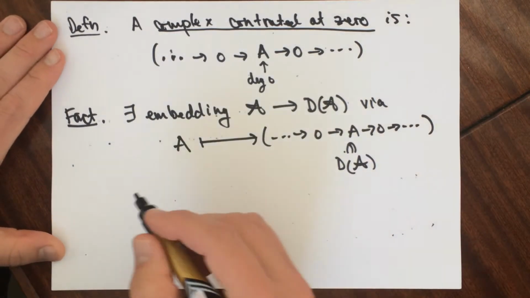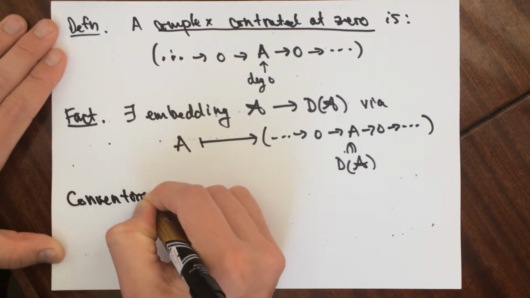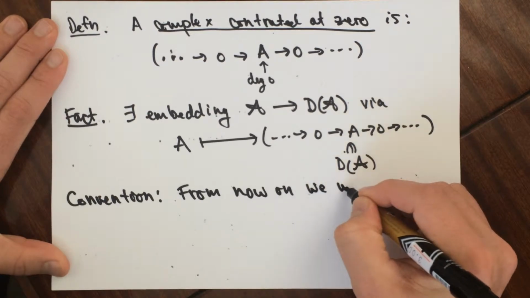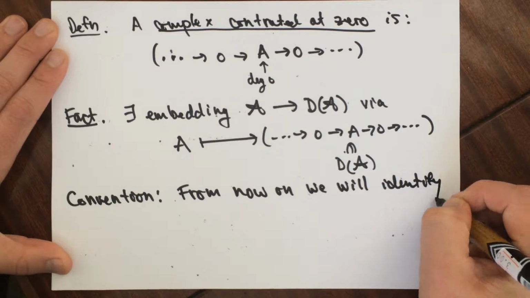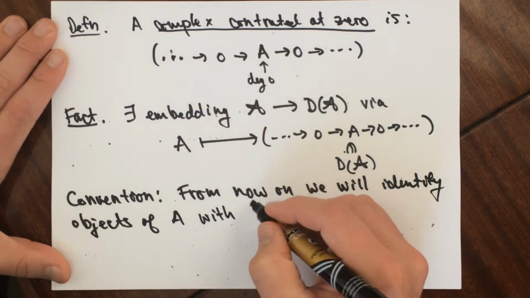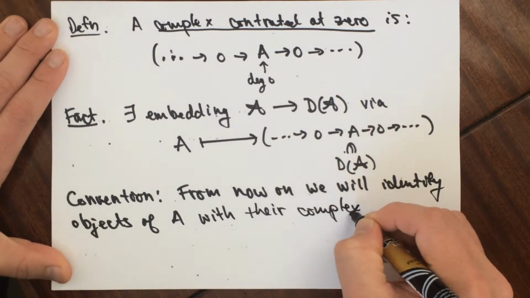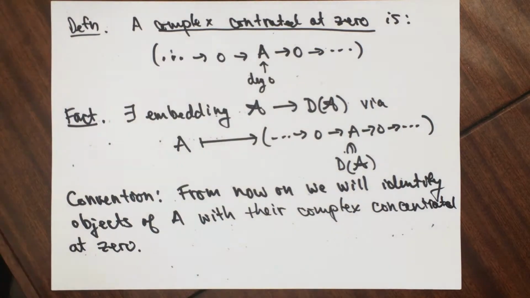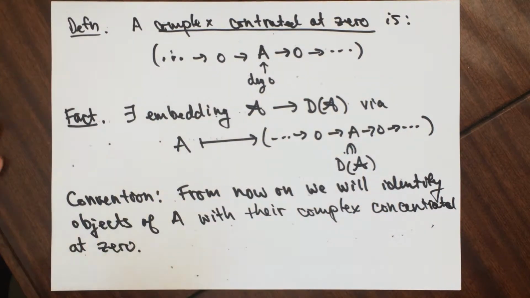From now on, convention: we will identify objects of A with their complex concentrated at 0. This is kind of nice. This will come up when we want to talk about an object being equivalent to something else in the derived category, for example its injective resolution, which we'll see in a second. This is what we mean: that it's equivalent to this complex. So we use our derived category definitions to do this.